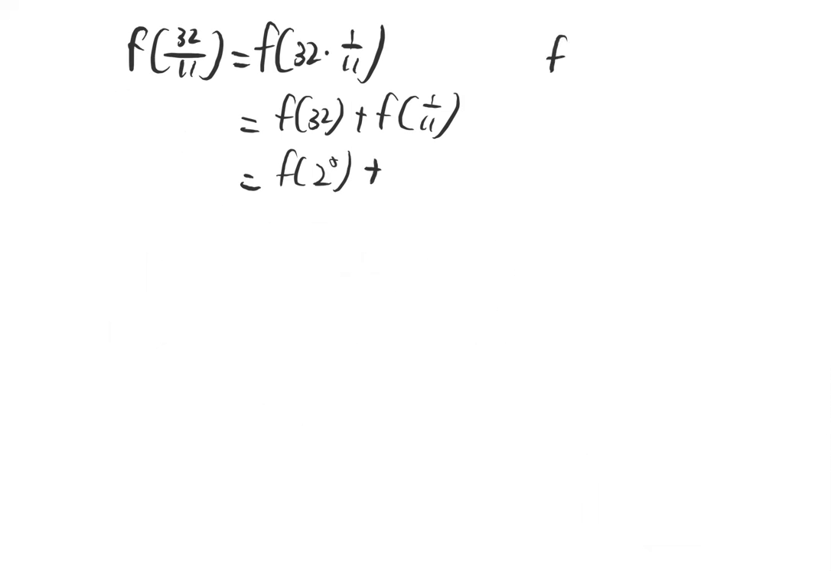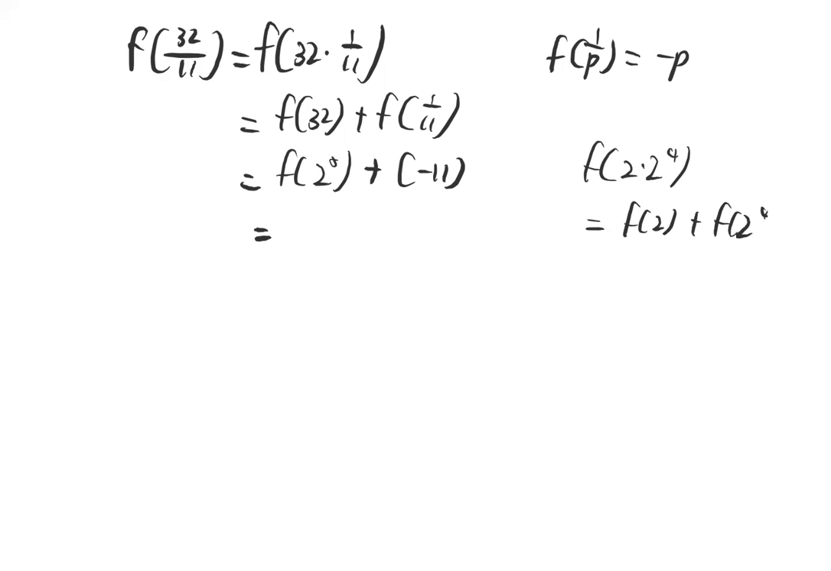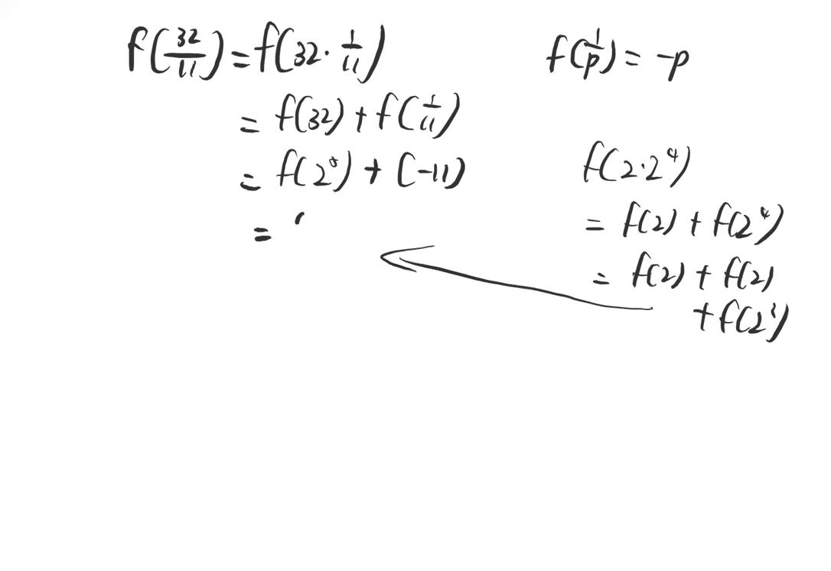remember we derived that f(p) times f(1/p) is equal to negative p. So this is negative 11 right now because we know 11 is a prime number. And since we know that f(2) times 2 to the power 4 is 2 to the power 5, then we can do f(2) plus f(2 to the power 4), f(2) plus f(2) plus f(2 to the power 3). All in all, we get 5 times f(2) minus 11. And what is f(2)?